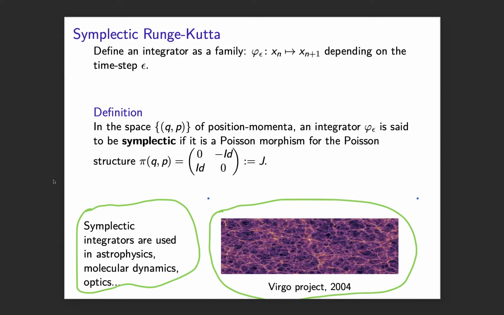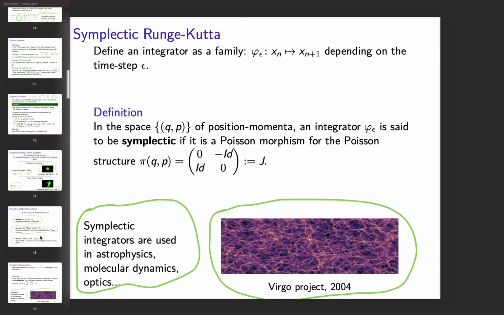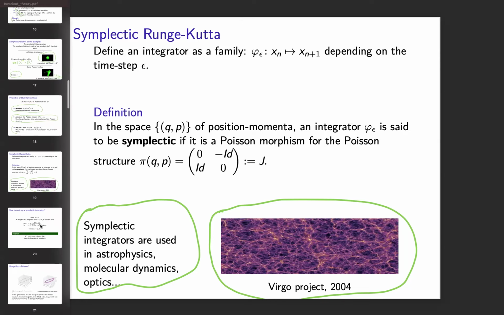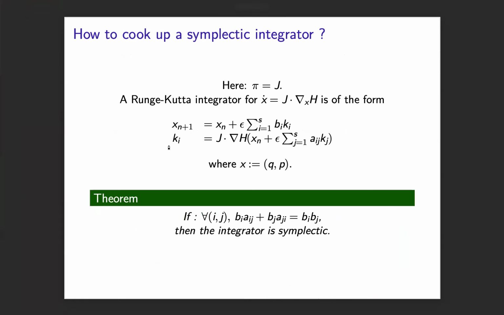So we may try to do this for Poisson systems as well. So there is a recipe to construct symplectic methods. One recipe is called symplectic Runge-Kutta.